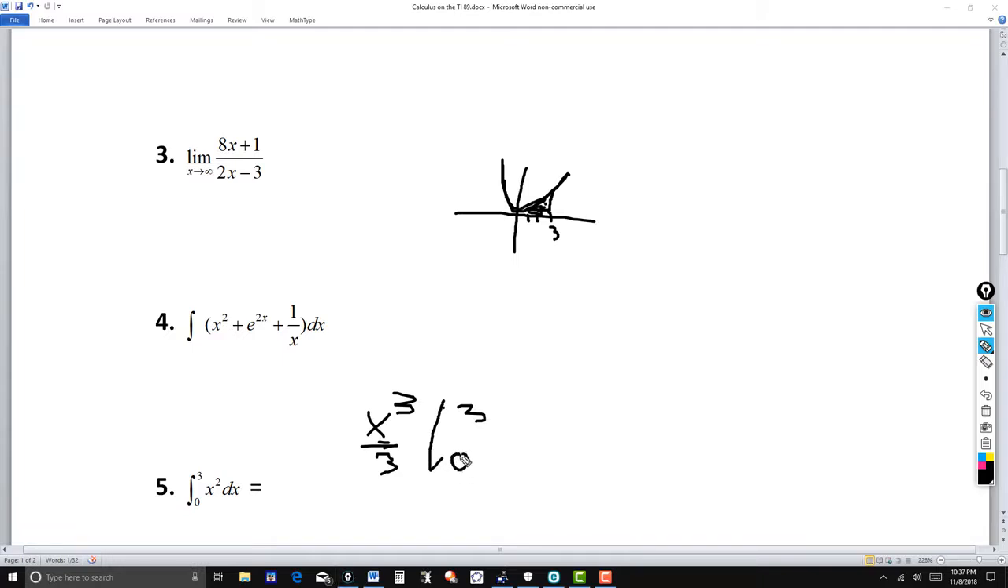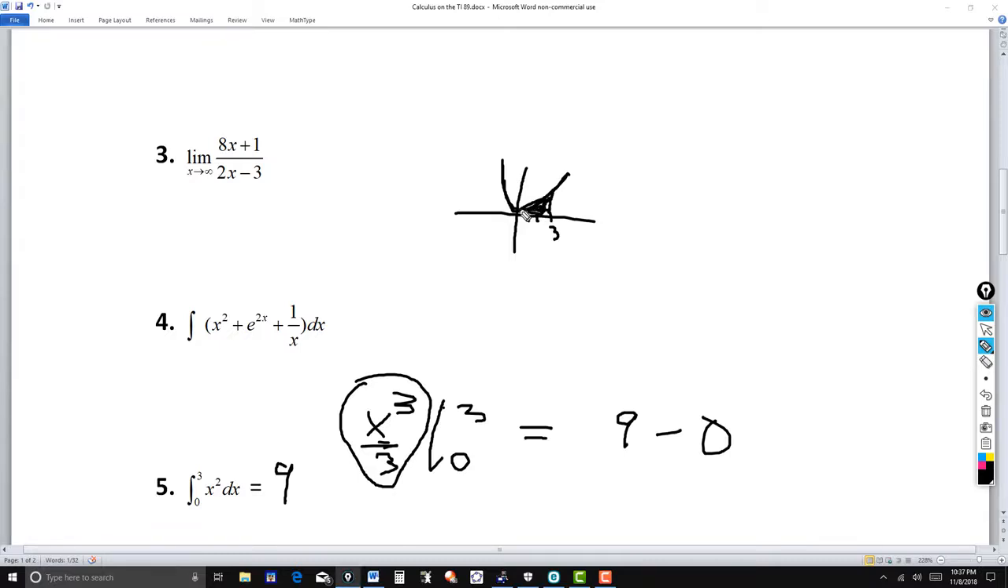I evaluate this thing at 3, so replace the x by 3. I get 3 to the third is 27, divided by 3 is 9. Then I subtract the value at the lower limit. Well, put 0 there. 0 to the third is 0, divided by 3 is 0. 9 minus 0 is 9. So the answer is 9. So that's telling me that the area right here that I have shaded has an area of 9 square units. And that could be in inches or feet, centimeters, whatever you're dealing with.